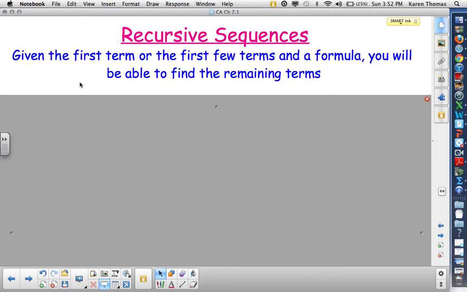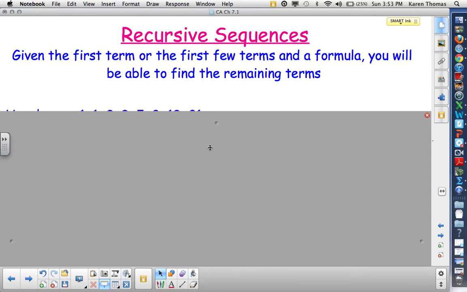Next on our agenda is recursive sequences. What this means is you have a sequence. To add these together, it relies on the previous term. That's a little confusing till you see what I mean. So we're going to give you the first term or the first few terms of a sequence and a formula. And from there, you'll be able to find the remaining terms easily.